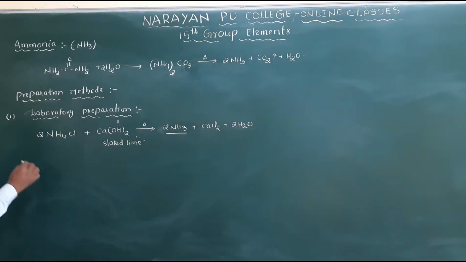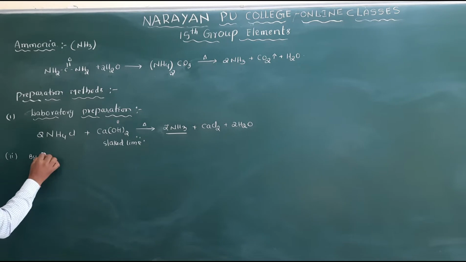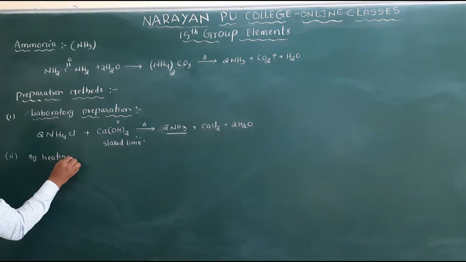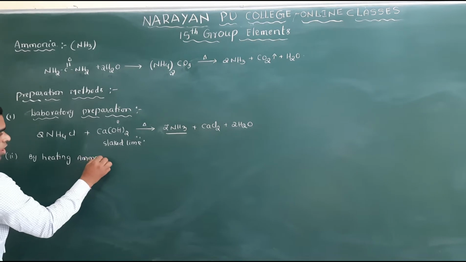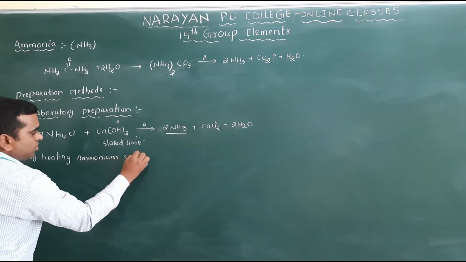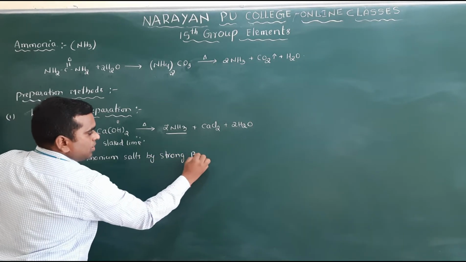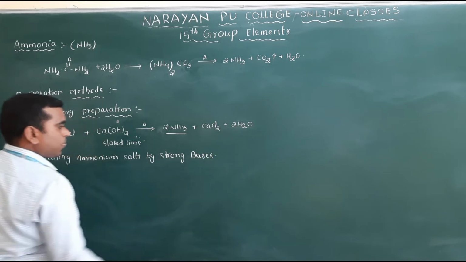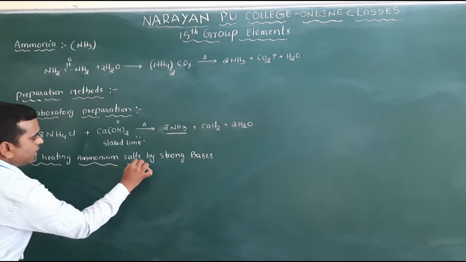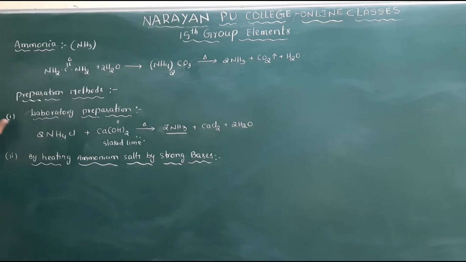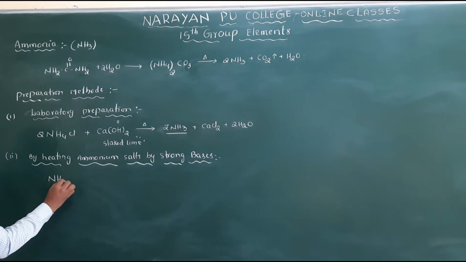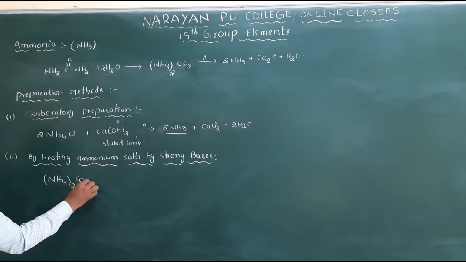Now the second method: by heating ammonium salts with strong bases. This is a laboratory method and this is a normal method. Clear? By heating ammonium salts with strong bases, this is the second process. So now, for ammonium salts, I will take ammonium sulfate. What is the name of this compound?